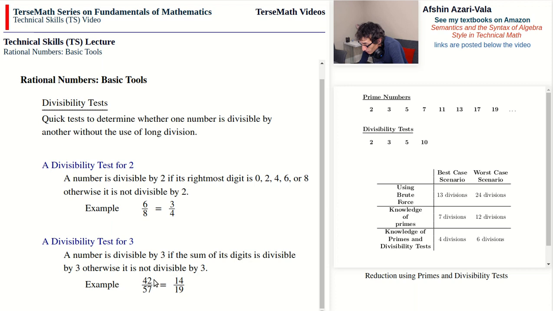I take a look at the top. It's even. 2 goes in. 57 is odd. 2 does not go in. No long divisions. Skip 2. And then 3 for the top.